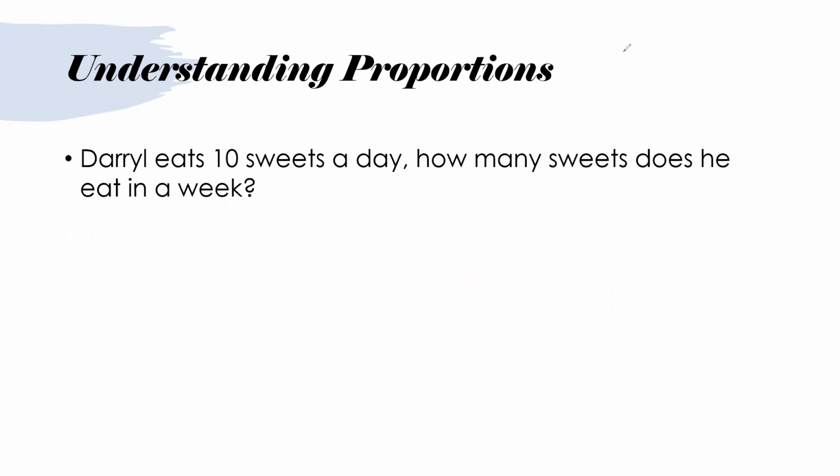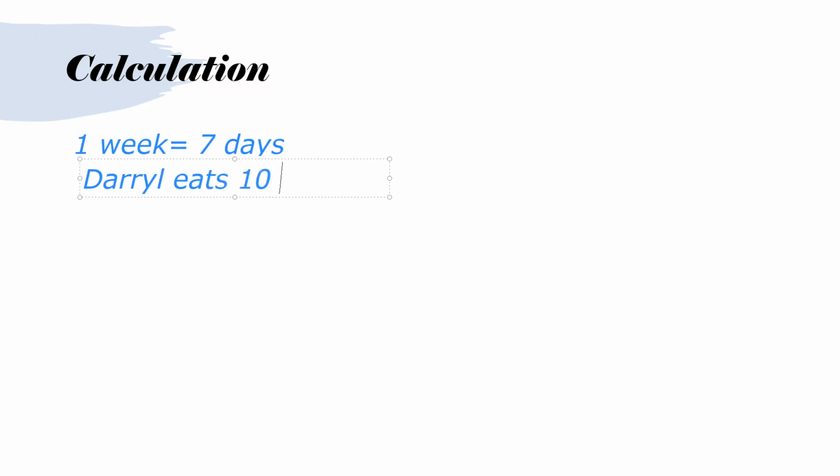Now that we have understood proportions, on to the final part, calculating the answer. So we know that 1 week is 7 days. 1 week, 7 days. We know that Daryl eats 10 sweets a day. So let's do the thing we did just now. Day, sweets.